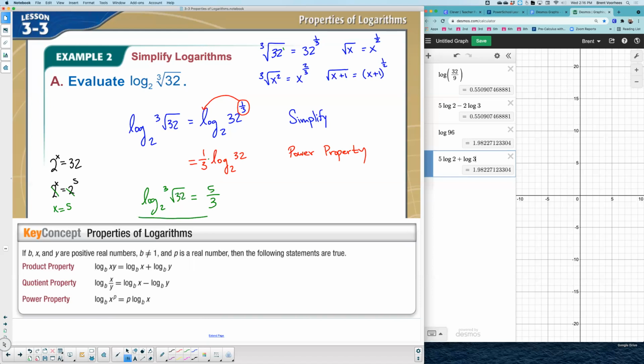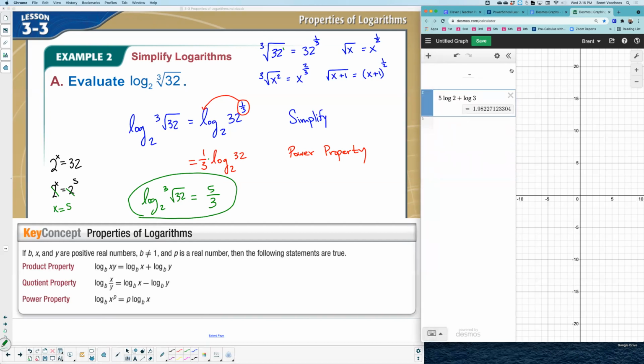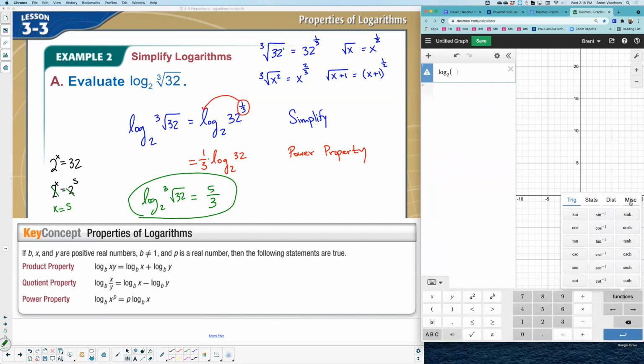Log base 2 of the third root of 32 equals 5/3. And this one we could have typed in the calculator because we had nothing more than numbers to begin with. So I'll just show you. We could have typed this in. Log, shift minus is the base. I think you have to do this in parentheses. And I'm going to go Desmos calculator, functions, misc, and root 3 of 32.